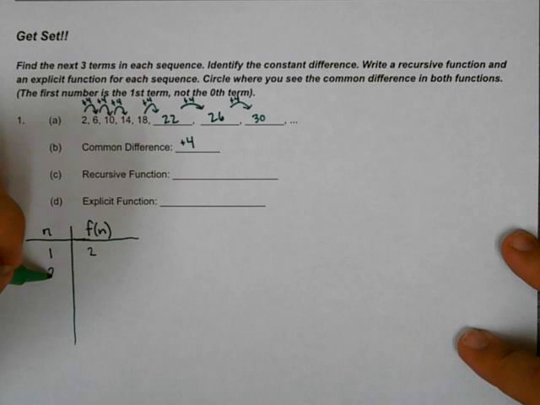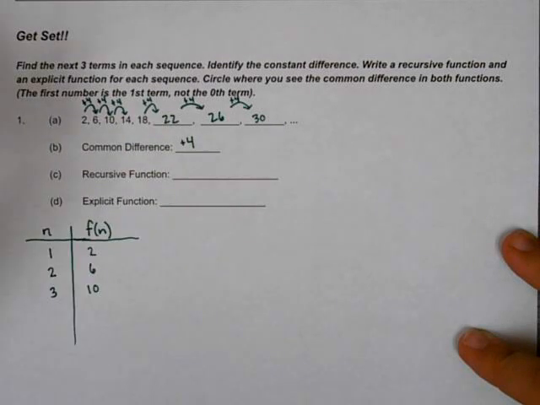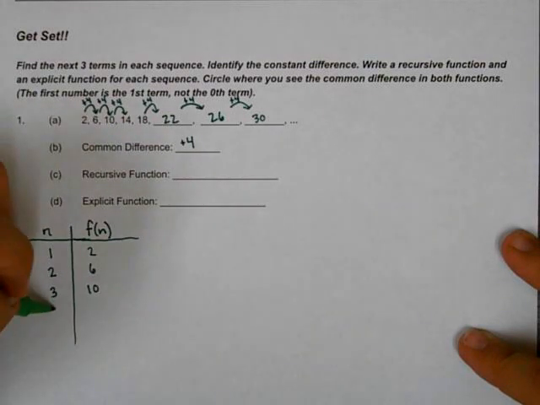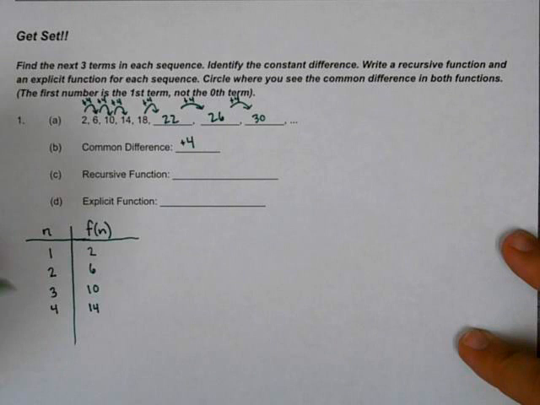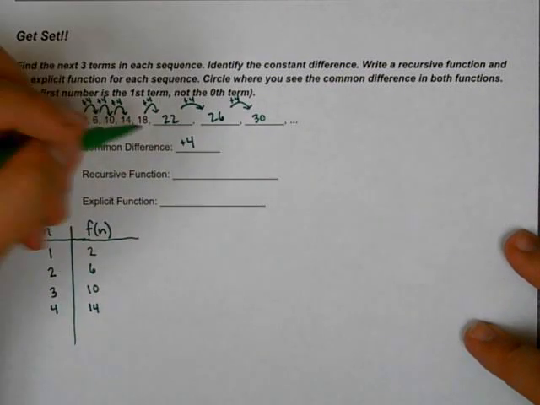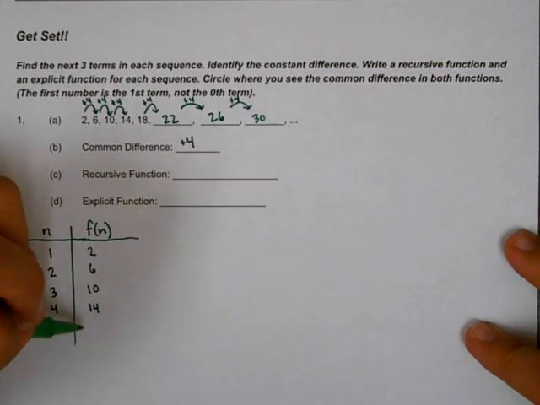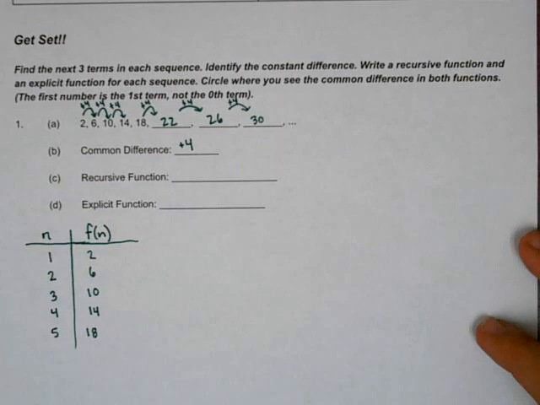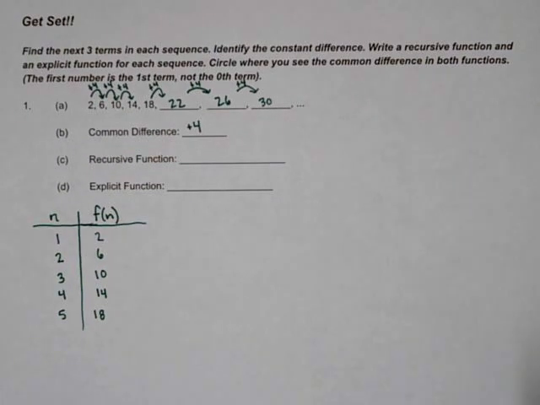and then my second term is 6, my third term is 10, my fourth term is 14, and I'll put one more. My fifth term is 18. We could keep going, but we don't necessarily need to. I think this is enough for what we need. A lot of you guys are getting really good at this.